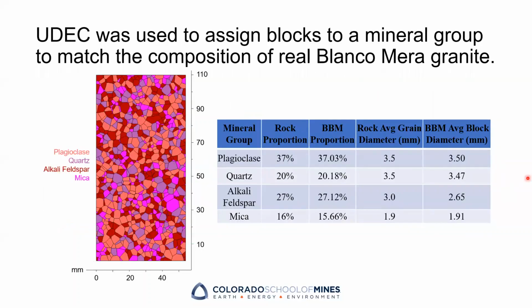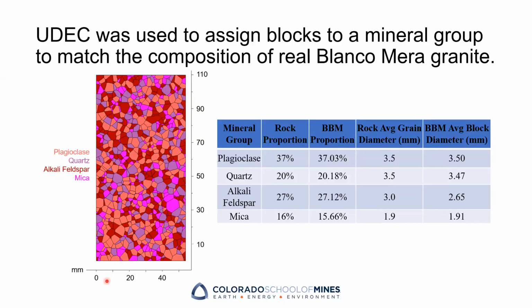After the BBM geometry was built in Neper, the Itasca software UDEC was used to assign grains to mineral groups, which are plagioclase, quartz, alkali feldspar, and mica. So on this image, the block geometries were built in Neper, but the mineral group that each of the blocks are associated with was assigned using UDEC.